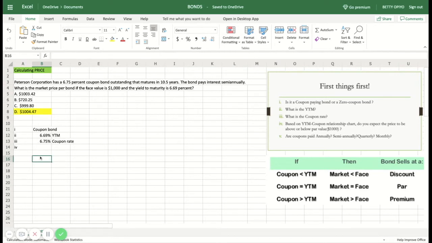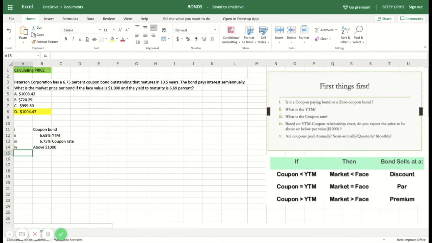So how do we calculate this using our Excel spreadsheet? Okay, and that's going to help us. Based on the YTM relationship, do you expect the price to be above or below 1,000? So for our question 4, the price is going to be above 1,000. That answers our fourth question here.